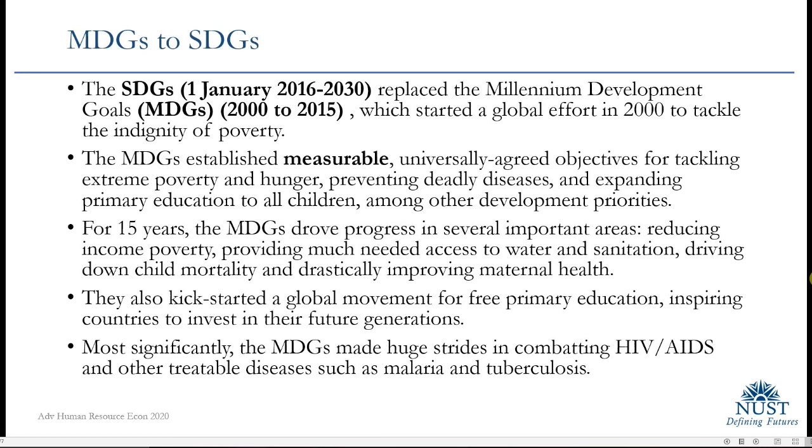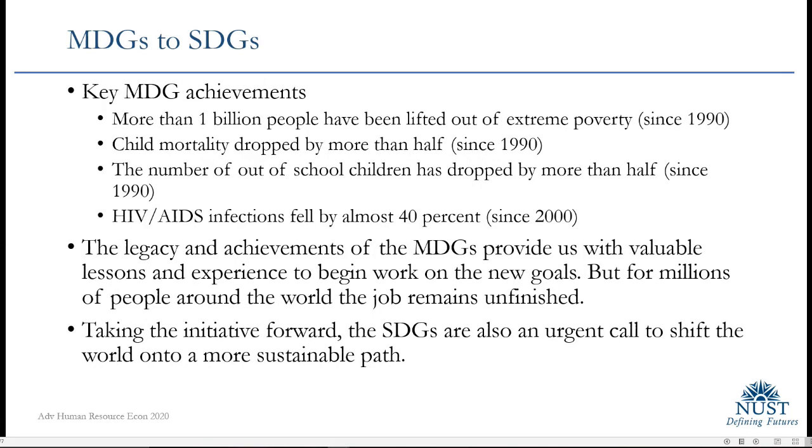So some of the things are water and sanitation, child mortality, improving mental health, and combating HIV/AIDS. Okay, what did MDG achieve? There has been a lot of debate about whether MDGs were successful or not. In some indicators, we can see a clear improvement. More than 1 billion people have been lifted out of extreme poverty.